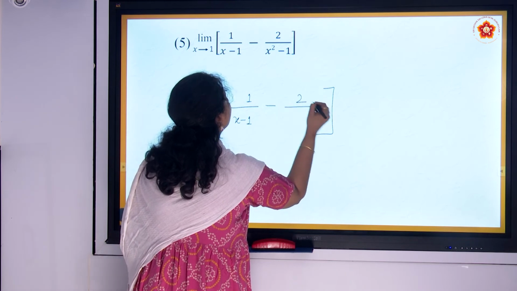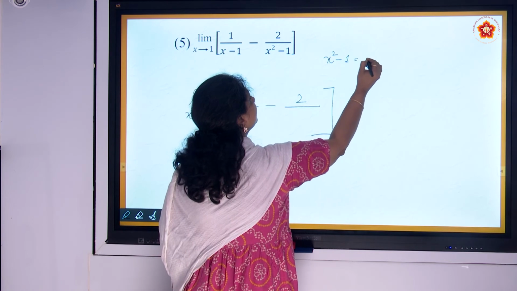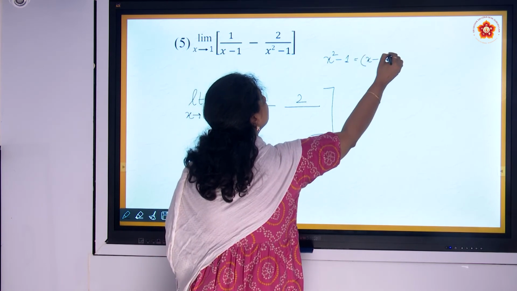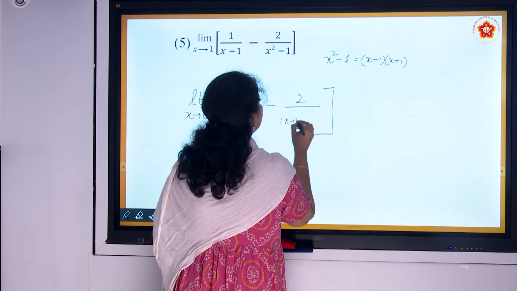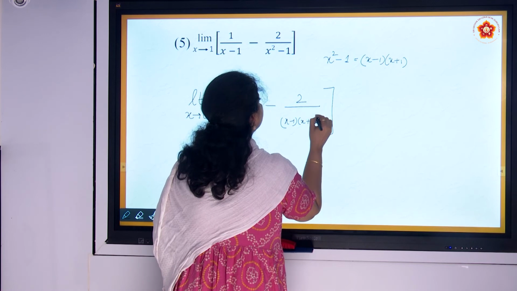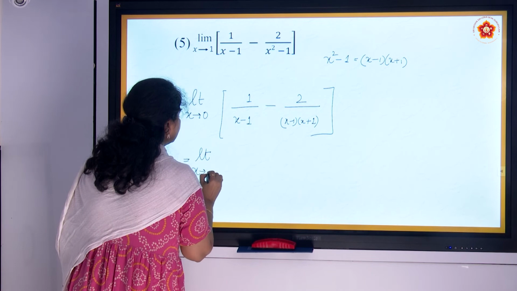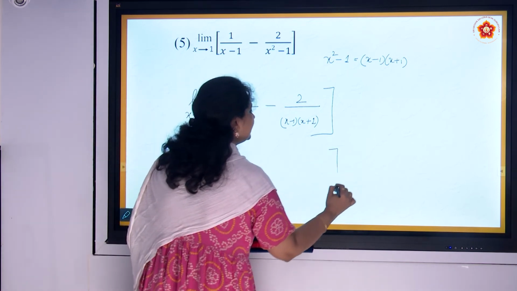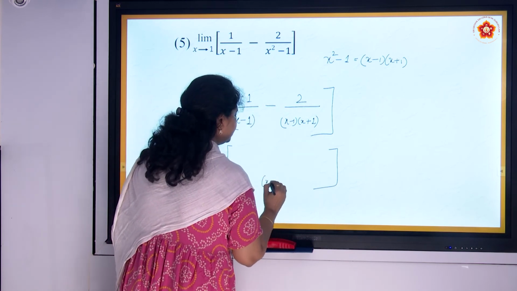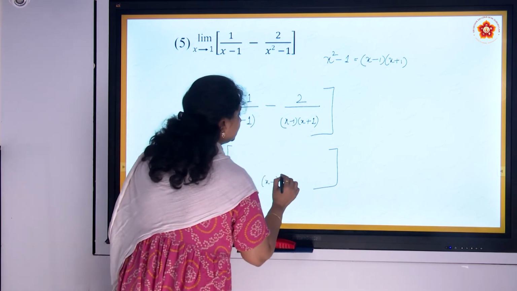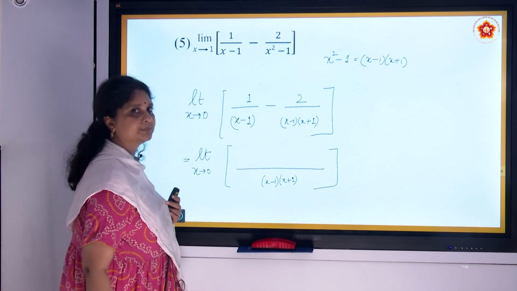So this is 2 by x square minus 1. I can write it as a square minus b square, that is x minus 1 into x plus 1. So I'm going to write it that way. I hope you all remember how to subtract two rational fractions, algebraic fractions. So I take the LCM, the common factors. x minus 1 is common between both, so I take it only once. And then another factor that is there is x plus 1. So the LCM would be x minus 1 into x plus 1.